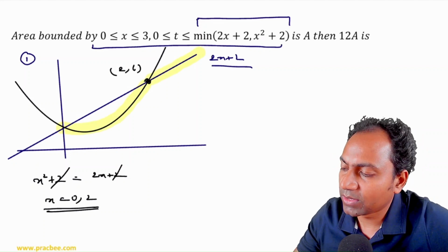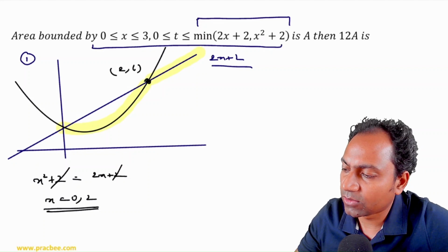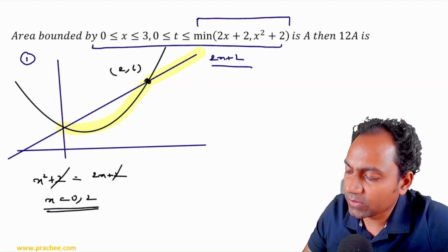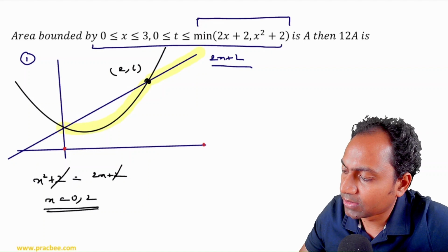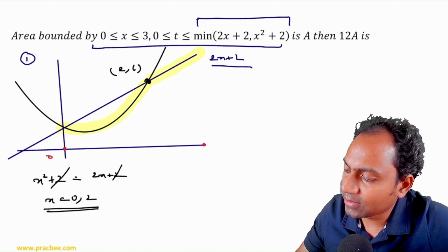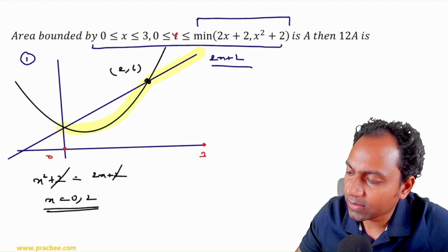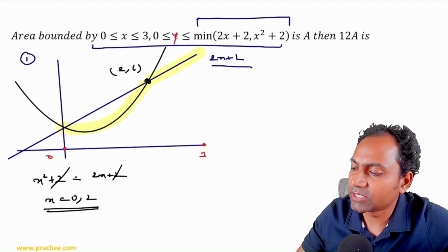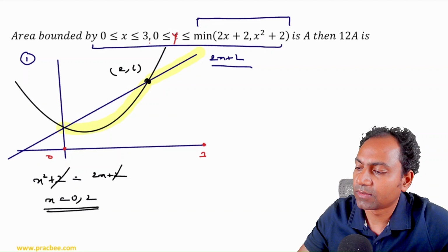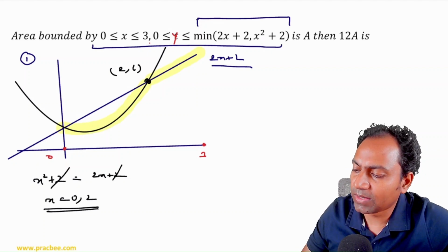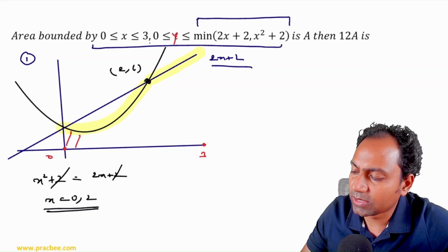Now what they're asking is, what is the area enclosed? Another thing that they have given is we need to start from 0 and go up till 3. And when we wrote this earlier, this is y. Let us correct this. y lies between 0 and this. So what is happening is we are talking about this area enclosed.